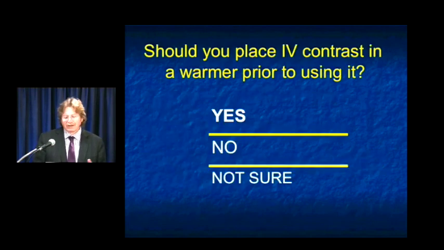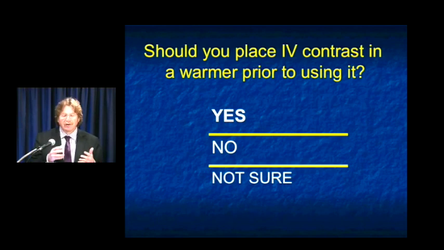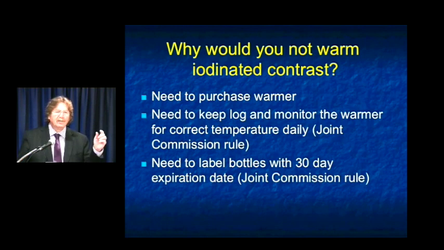Now, there's several practical things with contrast I also should bring up. Do you use a warmer? If I asked the question 10 years ago, everyone kept their contrast in a warmer. But because of some JCO issues, most people now don't have warmers. Well, why don't you use a warmer? Well, you need to purchase a warmer. JCO now requires you to monitor the warmer. You put it at, let's say, 35 degrees. They want to know, are you monitoring it? Maybe you went to 27. Maybe you went to 47. How do you know? Also, when you put contrast bottles in the warmer, you need to label them.